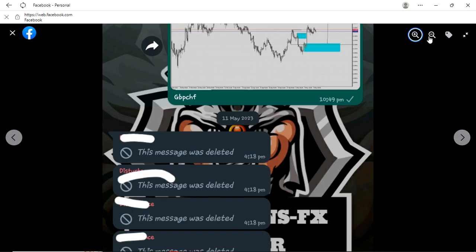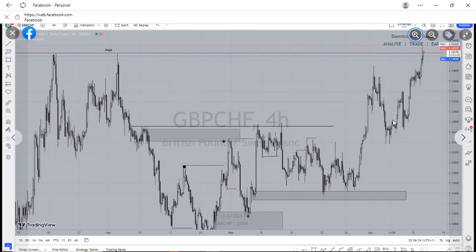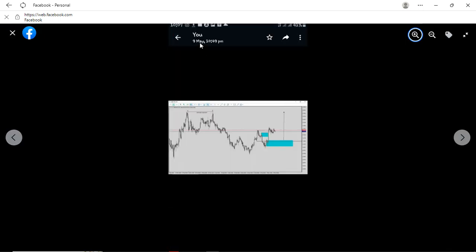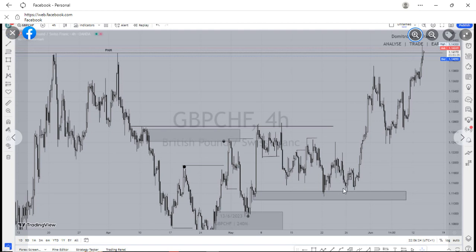Right here we have an example, and I sent it right here. You can see the date, and the date was May 9th, which is when I sent the setup. And look at the beautiful delivery right there.